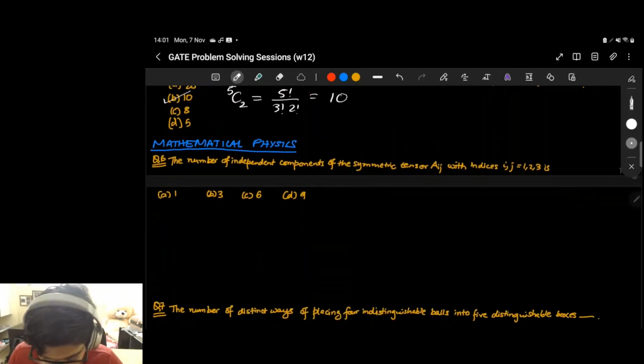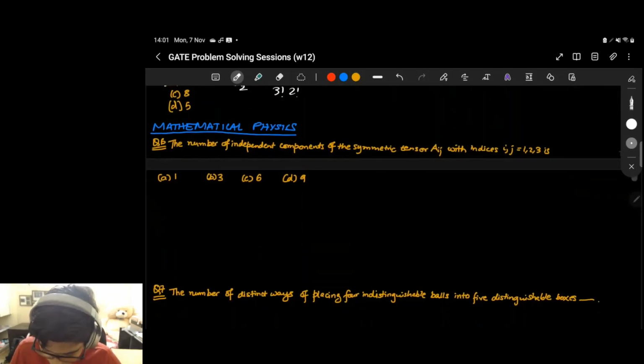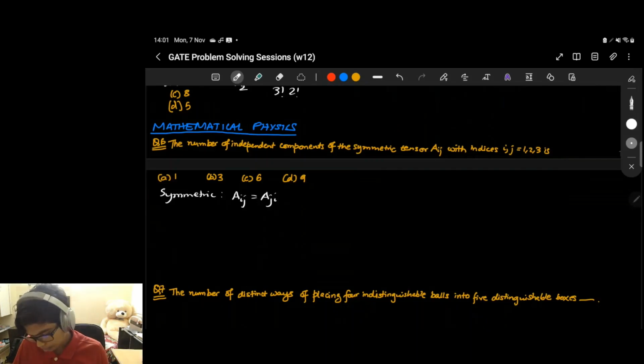First question from mathematical physics: what is the number of independent components of the symmetric tensor Aij, with indices i, j equal to 1, 2, 3? We need to find out. Symmetric tensor means Aij equals Aji. So the matrix representation of this symmetric tensor would be a symmetric matrix.